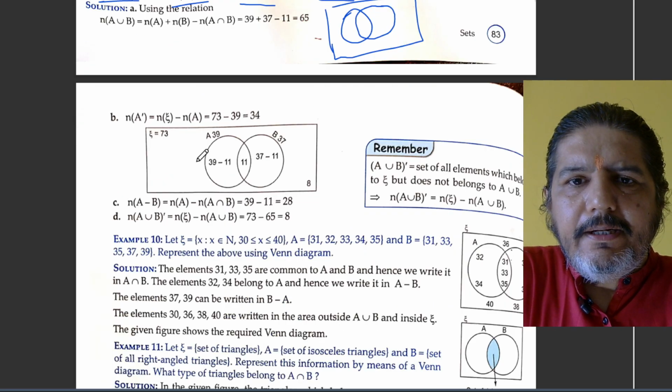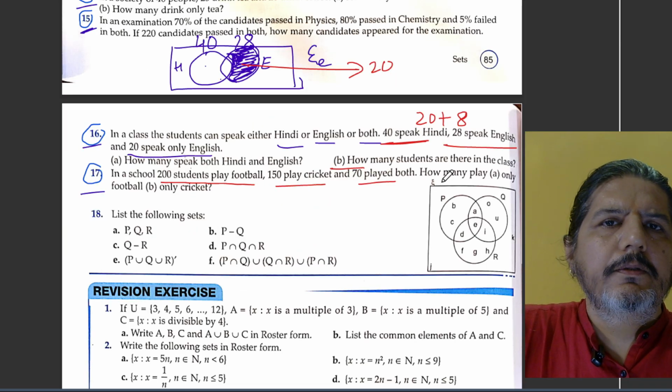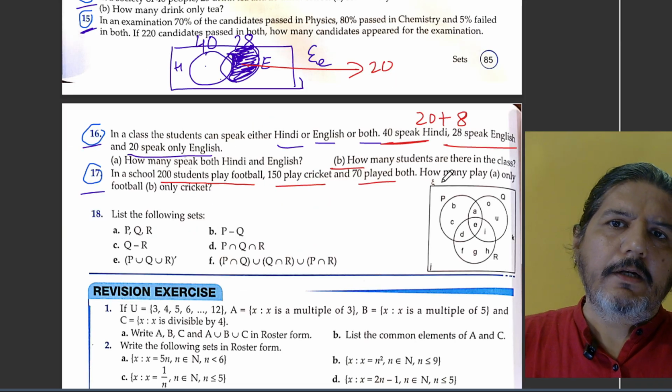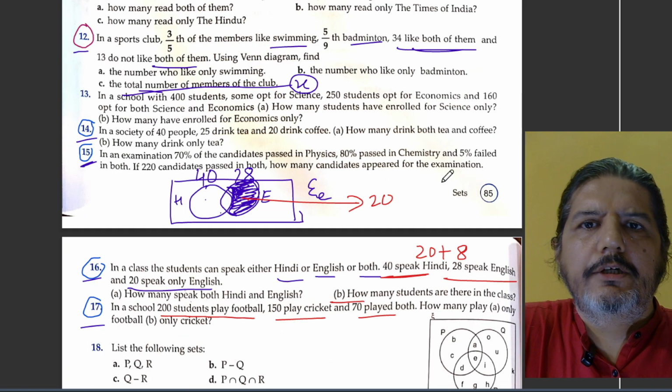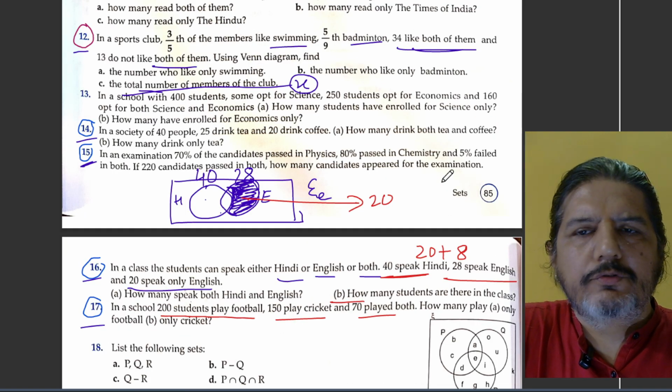So this is example 9. Beautiful question. I hope this is a pretty long lecture and I hope this was useful for you. We did theory also. We did a lot of questions also.